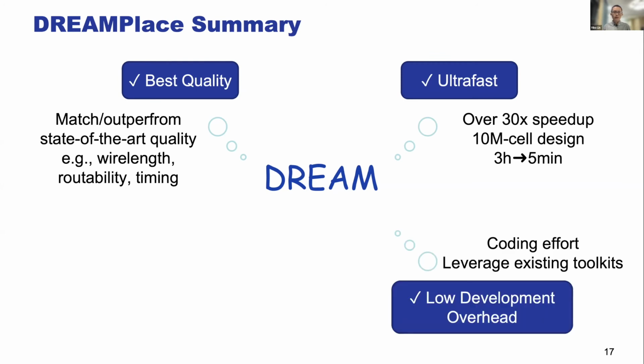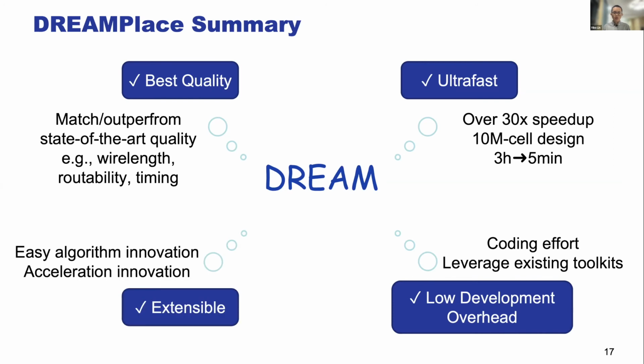We wanted to develop placement algorithms easily. Now, DREAMPlace significantly reduced the coding effort with well-established deep learning toolkits. We also wanted to have a highly extensible placer. Now, DREAMPlace decoupled the algorithm innovation and acceleration innovation. You can write a high-level language like Python to develop algorithms and still get acceptable efficiency.